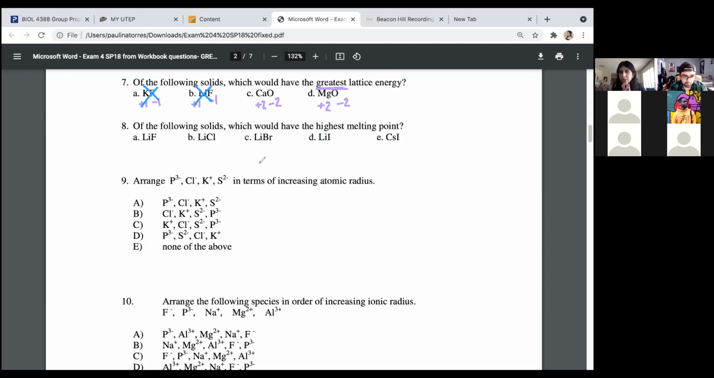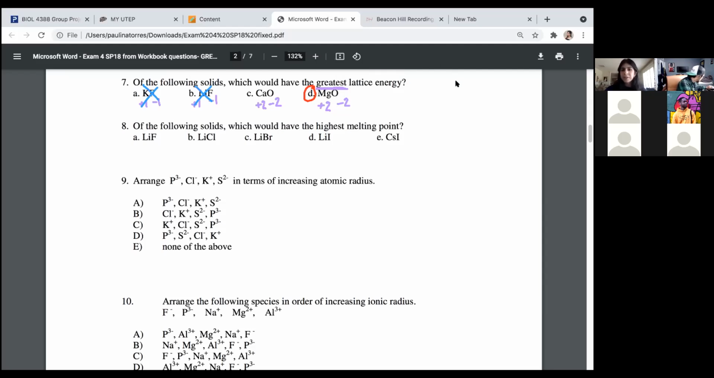So which one has the smaller radius, calcium or magnesium? Yes, it's going to be magnesium. So MgO will have the greatest lattice energy. And that's because when you think of a crystal lattice structure, whichever one is more compact, fits tighter together, and has the strongest pull to each other. So first you look at charge and then you look at radius size.